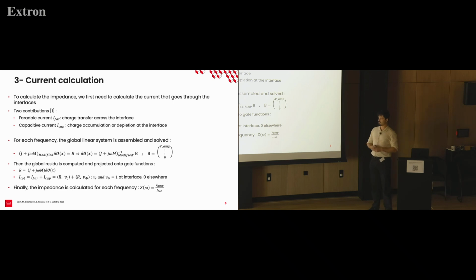We re-inject this vector into the frequency domain operator, and we obtain the global residue of the system, which is equal to 0 everywhere in the electrolytes, except for the first and the last elements, where we apply a boundary condition. And by projecting this residual onto a gate function that only accounts for concentration and electrical potential, we can calculate the Faradaic and capacitive contributions of the currents. Then we can compute the impedance at each frequency.